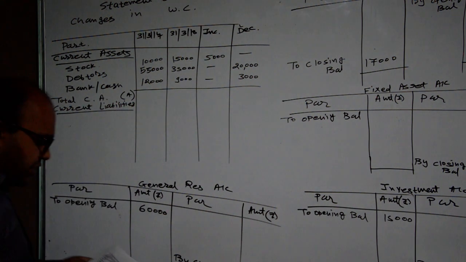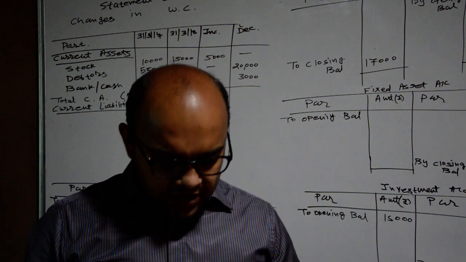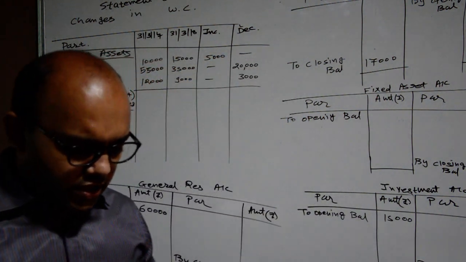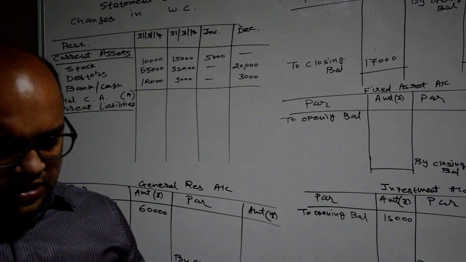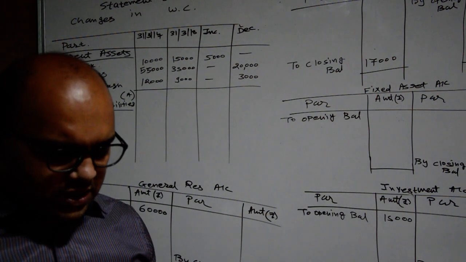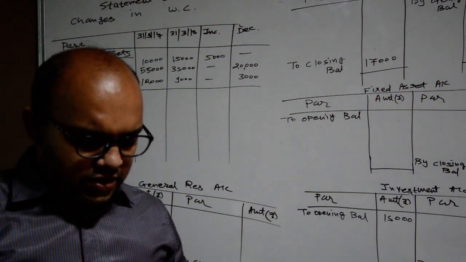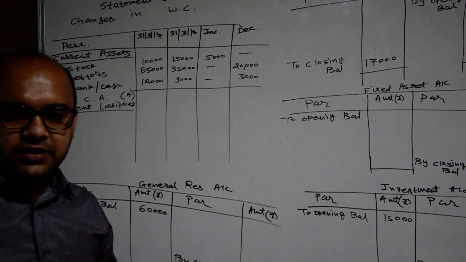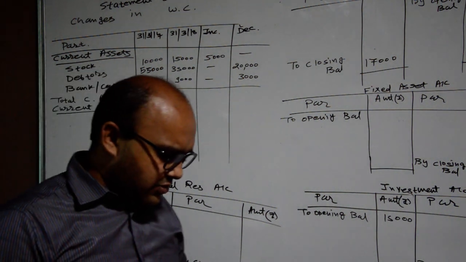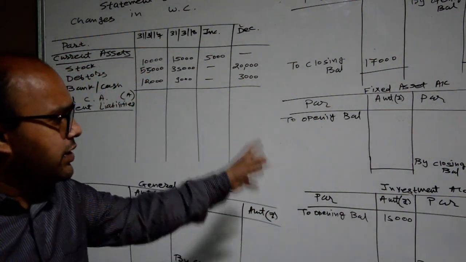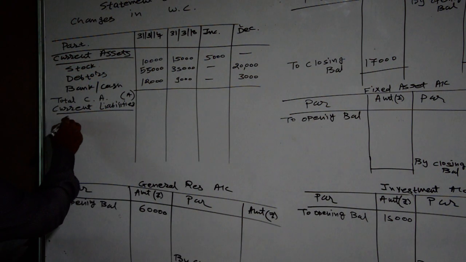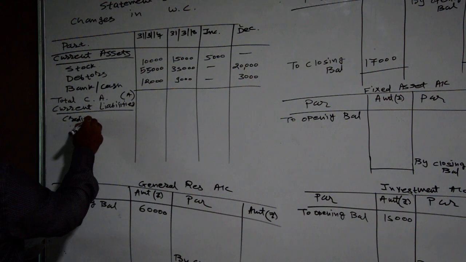For current liabilities, we have to check the liability side of the balance sheet. First of all, equity share capital will not be a current liability. Then general reserve, profit and loss account and debentures are not current liabilities. Creditors are current liabilities. For provision for tax, we have already prepared a separate ledger. So only creditors will be our current liabilities.